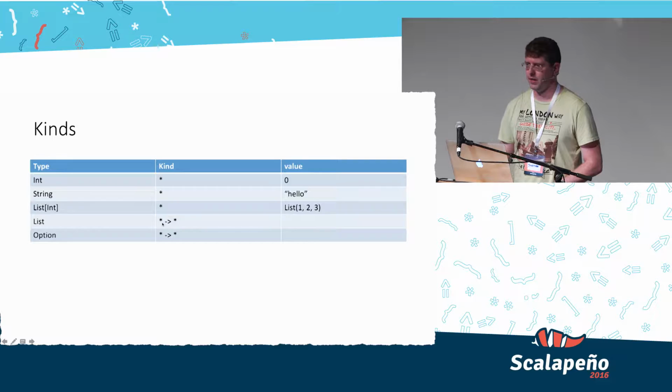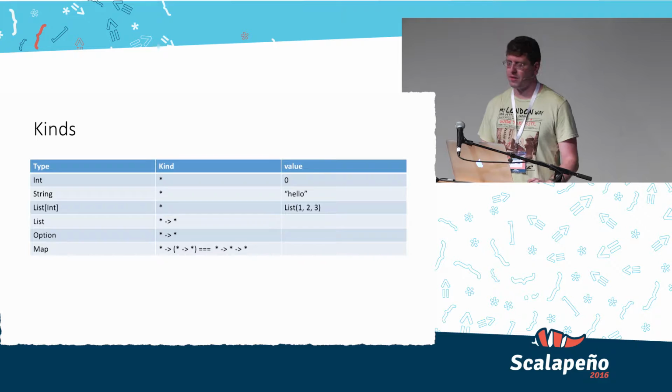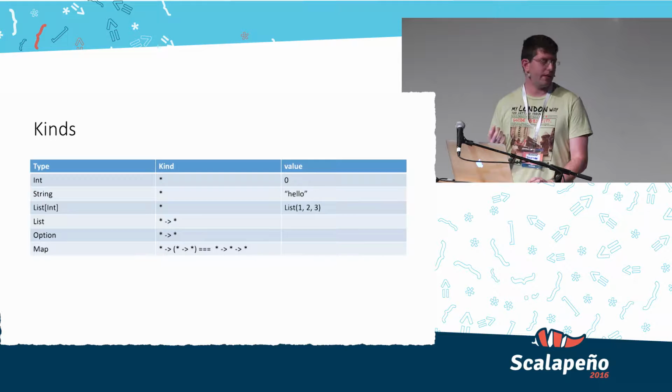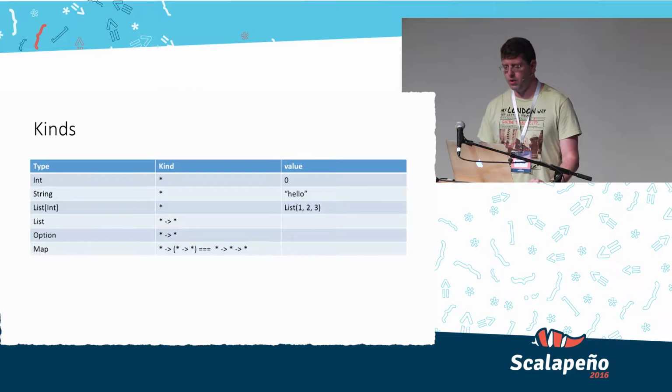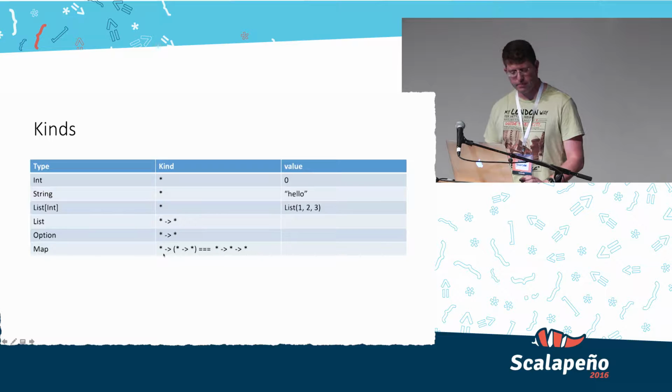And option would be similar, right? So option also takes a type and returns a fully applied type. Let's go further. The next type that I'm going to talk about is map. So map has two type parameters, one for the key, one for the value. The way to think about it is that the application of the types is curried. So I apply the type of keys, and I get back something that I can apply the type of values for, and then I get the fully applied type, okay?